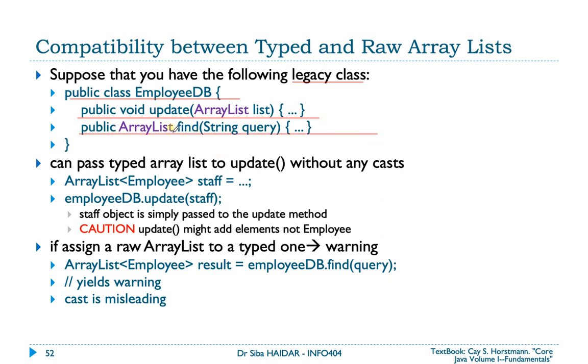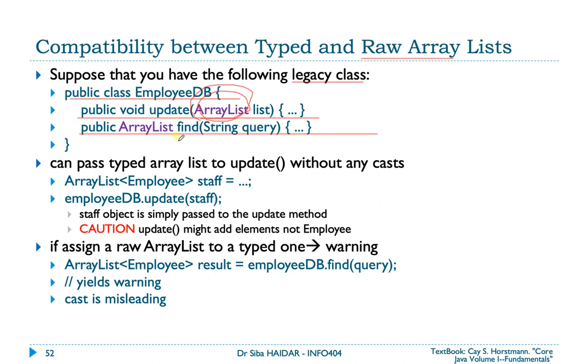The first method takes ArrayList list. As you can notice, this class is very old. It dates before Java 5, so before 2005. And the programmer that wrote it didn't even know about generics. So he wrote raw array list type. He used raw array list type.